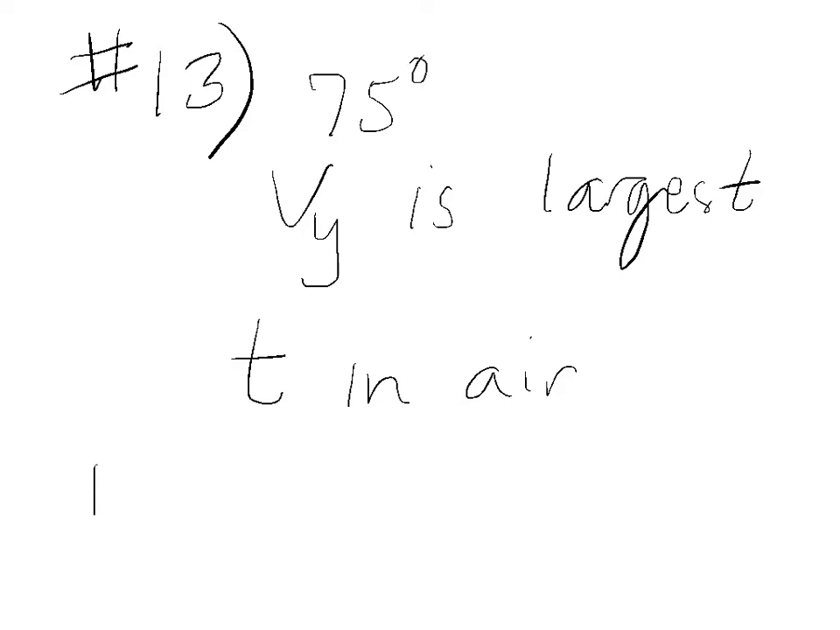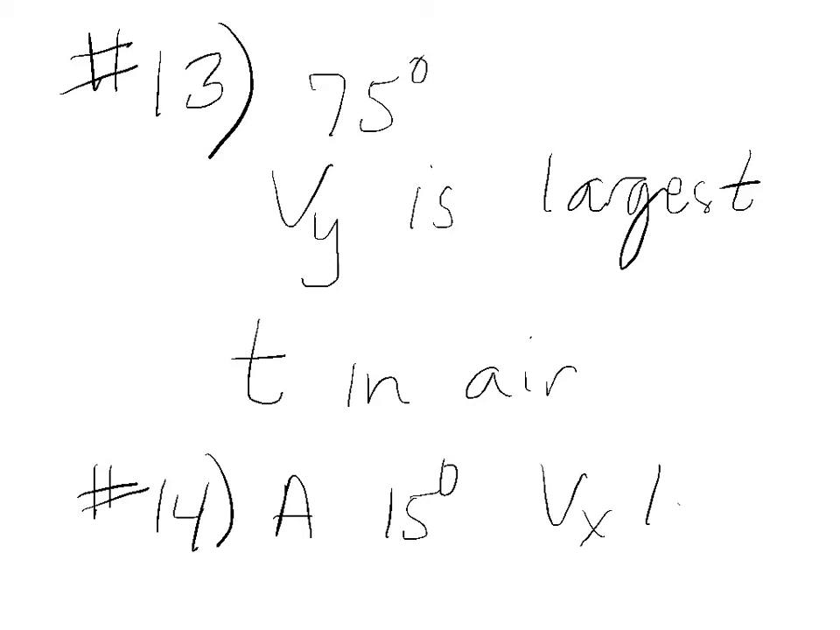And then it says which projectile has the largest horizontal component of velocity. The answer to that one, number 14, would be A, which is 15 degrees, because your Vx is going to be the largest. All of your speed is coming from the X direction, which means its time in the air is going to be short, but it'll be moving fastest along the X.